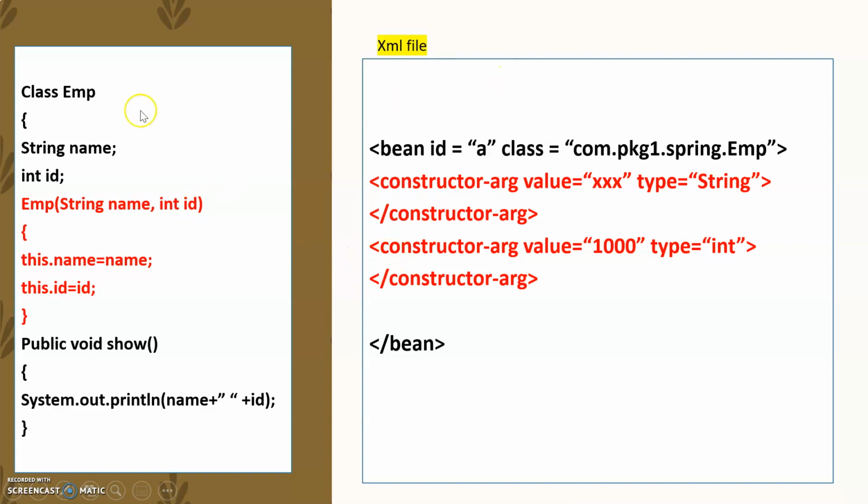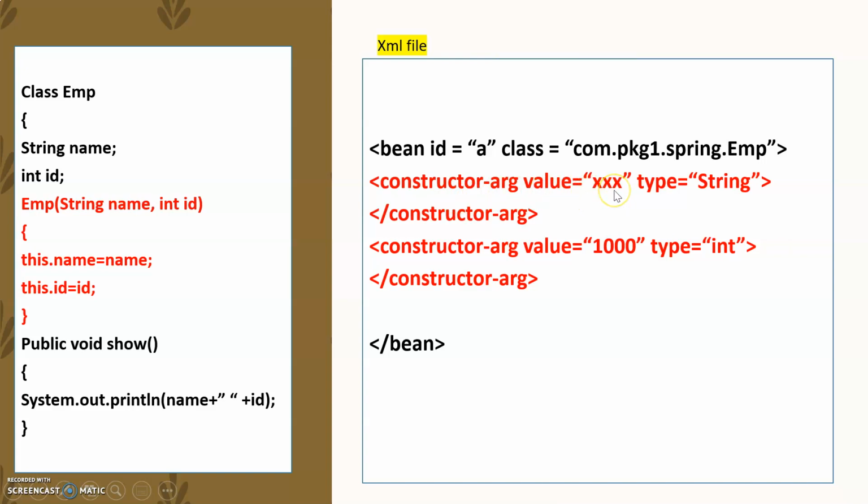In this session, we are going to discuss primitive and string based constructor injection. Here I created a class called Employee with variables name and ID, and a constructor, and through a method I am displaying the name and ID. For the constructor, I'm passing values from my XML file. I'm creating a bean with ID A, and for the class we give the package name dot class name. Then by using the constructor argument element, value is equal to xxx.